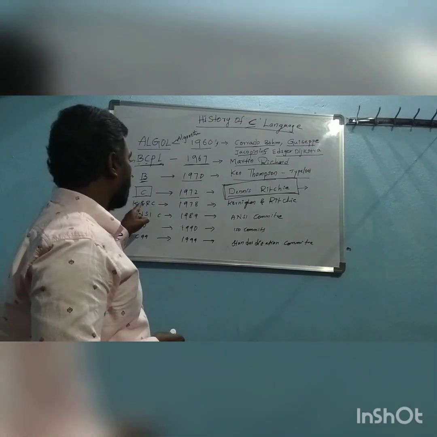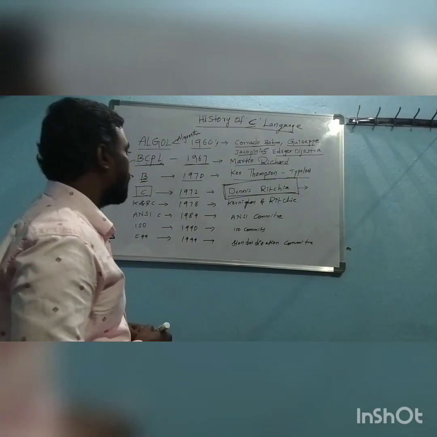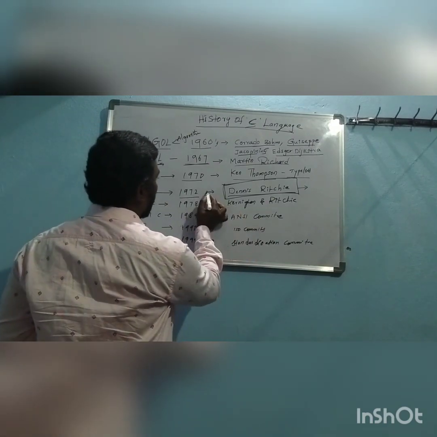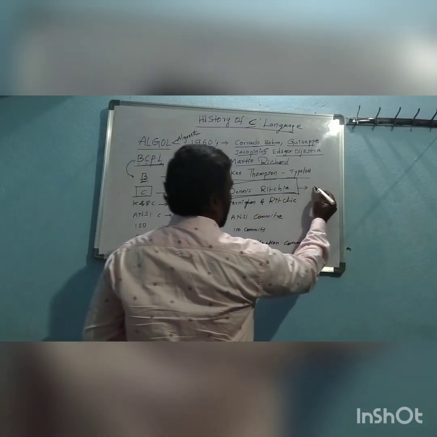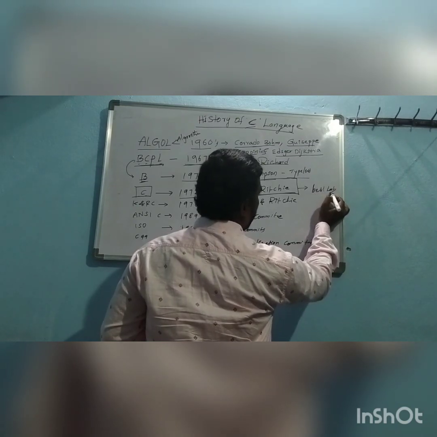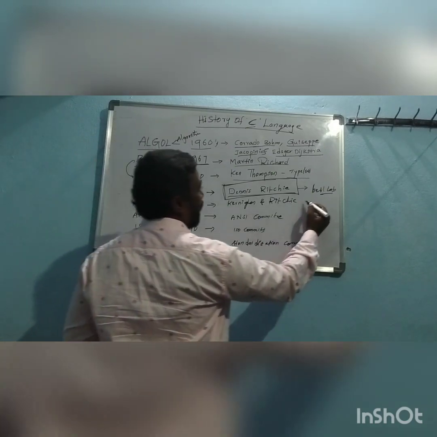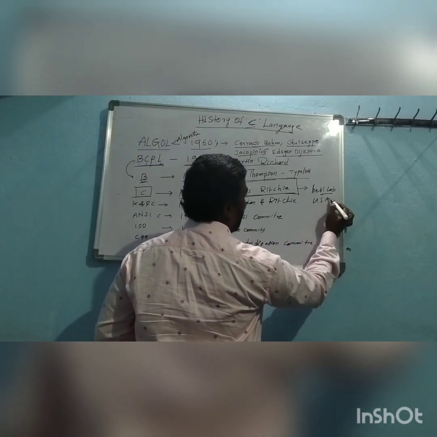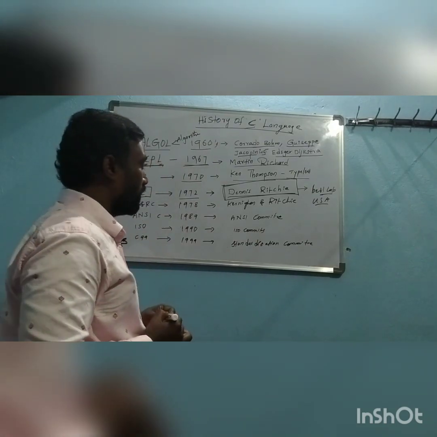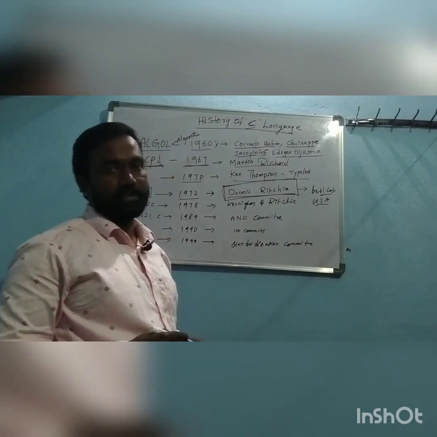Okay, so that book was very famous. One more important thing about the history of the C programming language: it was developed in Bell Laboratory. Where was it developed? In the USA, the United States of America. It was developed in the USA, at Bell Laboratory, right?